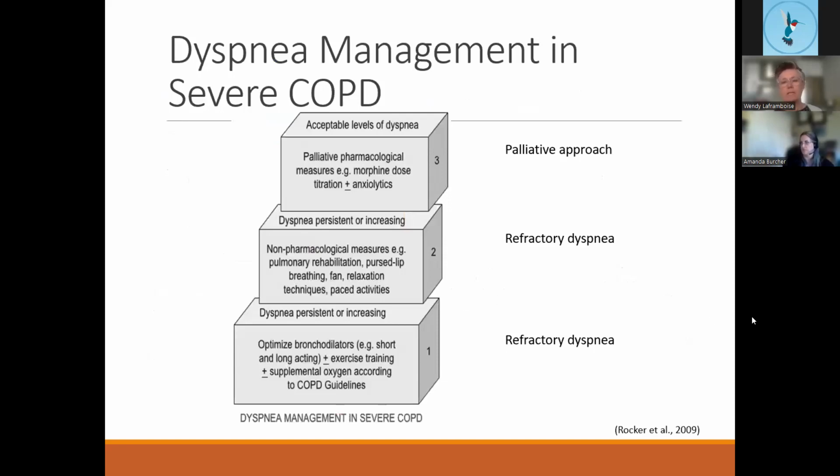So often, despite everybody's best efforts, patients have been managed and optimized as far as bronchodilators and exercise training, and they've been prescribed and are using supplemental oxygen. They've done all the non-pharmacological strategies, including pulmonary rehab, pursed lip breathing, using a fan, relaxation techniques, pace breathing. Some patients still, despite all of those efforts, continue to have refractory dyspnea, that shortness of breath that just will not go away. So this is often when we reach out to our palliative care colleagues to help us with symptom management for this patient population.